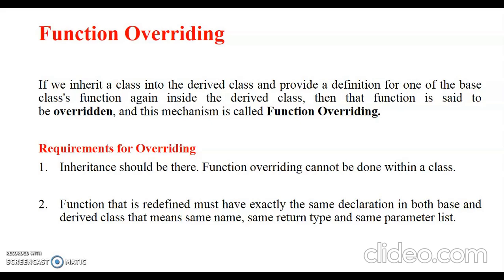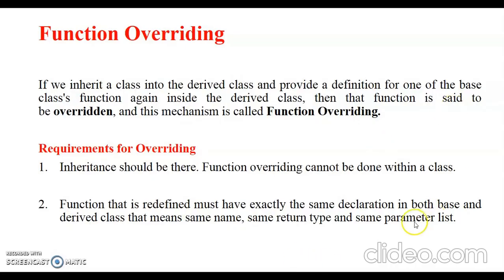If two classes, one the base class and another the derived class, both have the same function with the same name and same parameters, then this process is known as function overriding. The requirement of overriding is that inheritance should be there. Function overriding cannot be done within a class. Within the same class, two functions with the same name are overloading, not overriding. The function that is redefined must have exactly the same declaration in both base and derived class. Same declaration means same name, same return type and same parameter list.